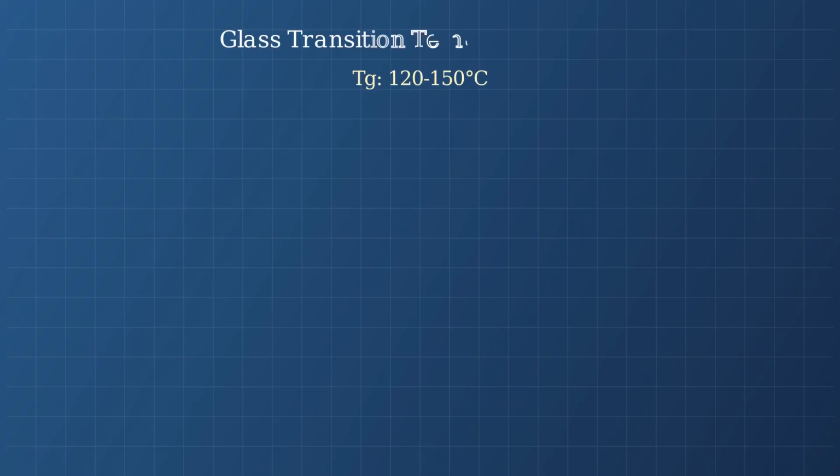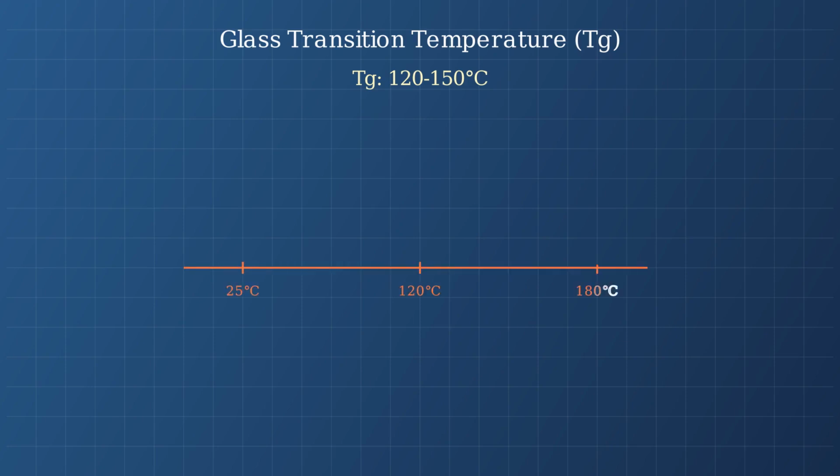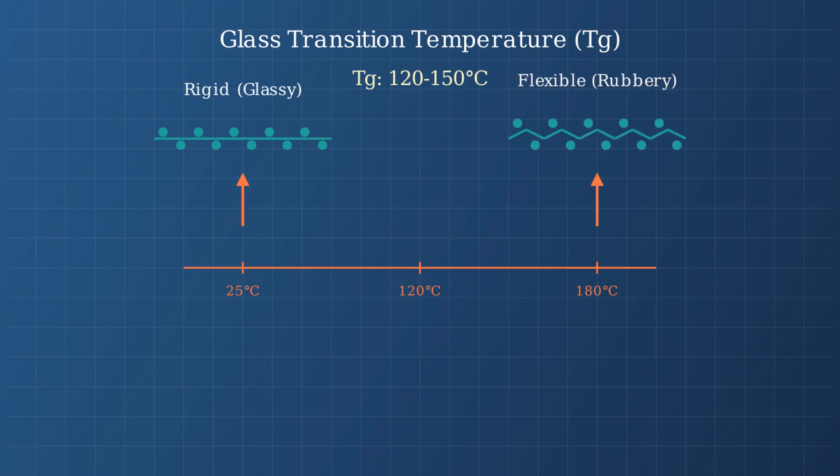The glass transition temperature, or Tg, is a critical property of our copolymer, ranging from 120 to 150 degrees Celsius. Below the glass transition temperature, polymer chains are rigid and the material behaves like a hard glass. Above the Tg, chains gain mobility, making the polymer more flexible and rubbery. The glass transition occurs over a temperature range rather than at a single point. This transition region is key to many of the polymer's applications.